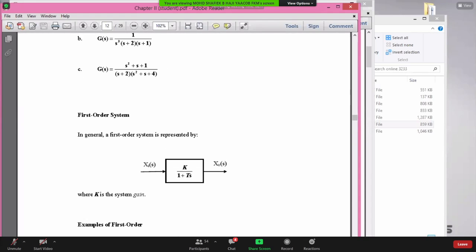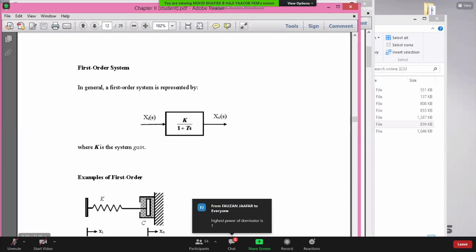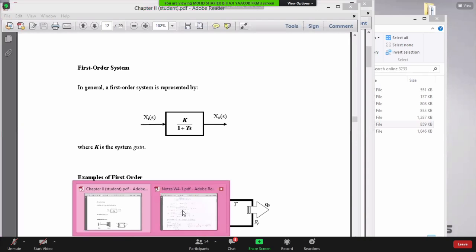Okay, so now we are going to solve the time response of a first order. So these are some examples of first order system. Okay, a translational mechanical system without mass, so that's going to be first order as well. Okay, let's just go to my notes. I think I have that covered.